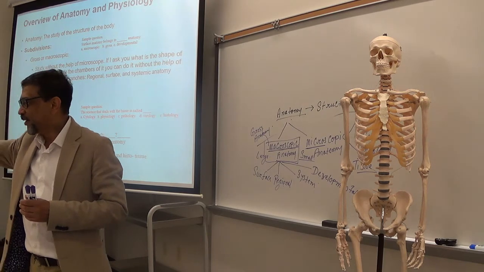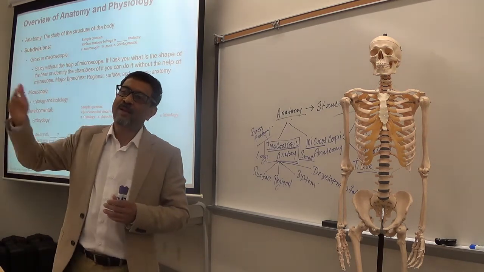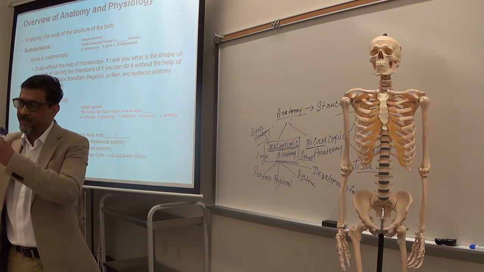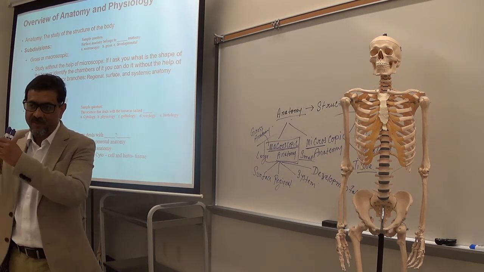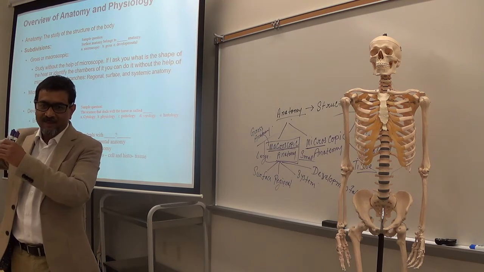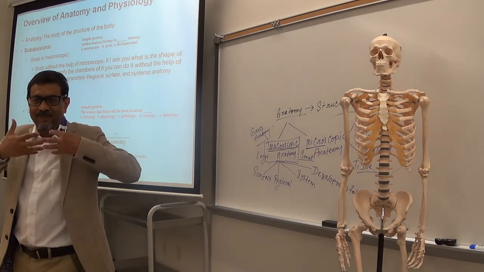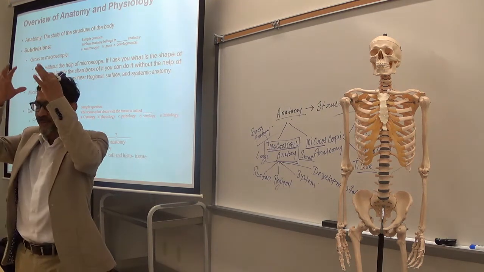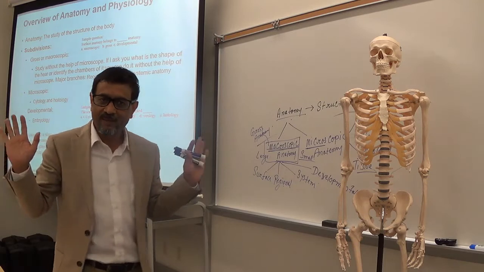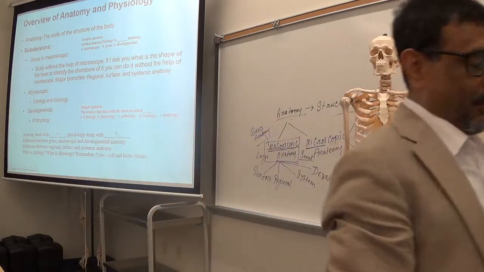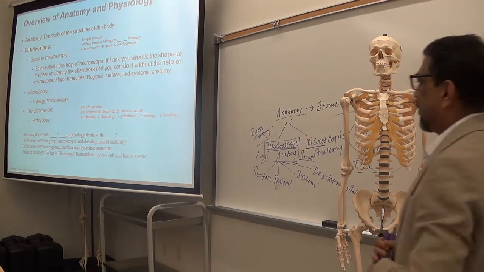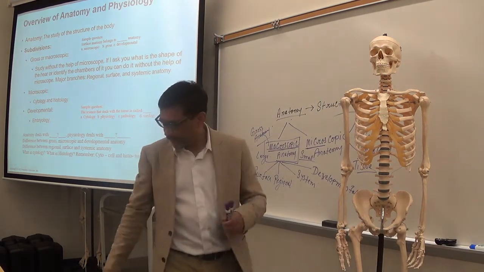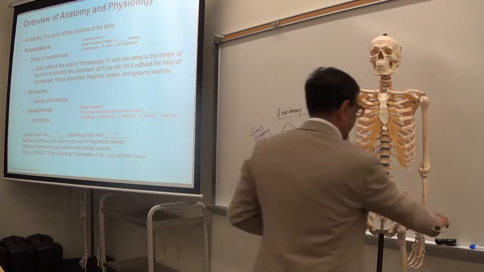Is it clear? So those anatomists study the different changes of the structures at different stages of life. Make sense? How the heart is being formed, how the liver is being formed, how the brain is being formed. So that is developmental anatomy. Okay, so those are a few important divisions or branches of anatomy.